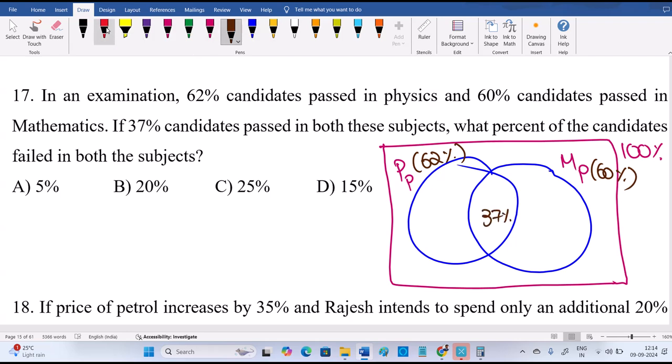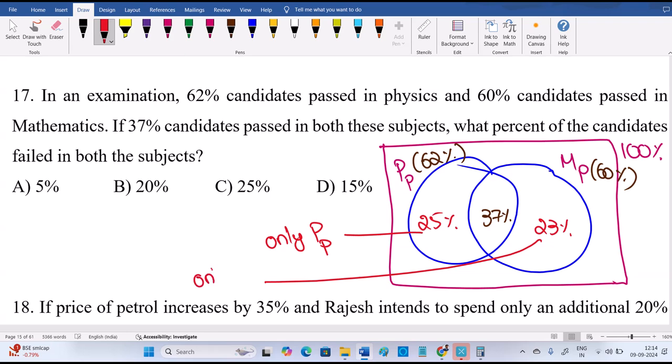This total area is 100. This area 62. This will be 25%. What is this 25%? It is only passed physics. This total 60. This is 37. This is 23. 23 is passed only mathematics. Now this 3 is regarding passed one or more subjects.